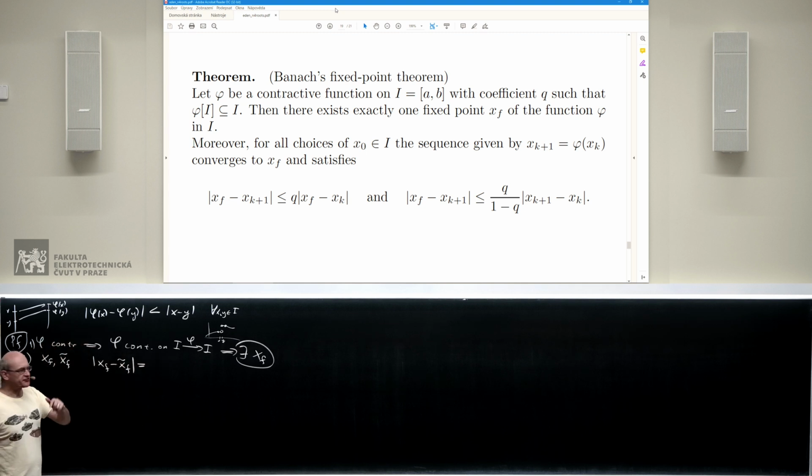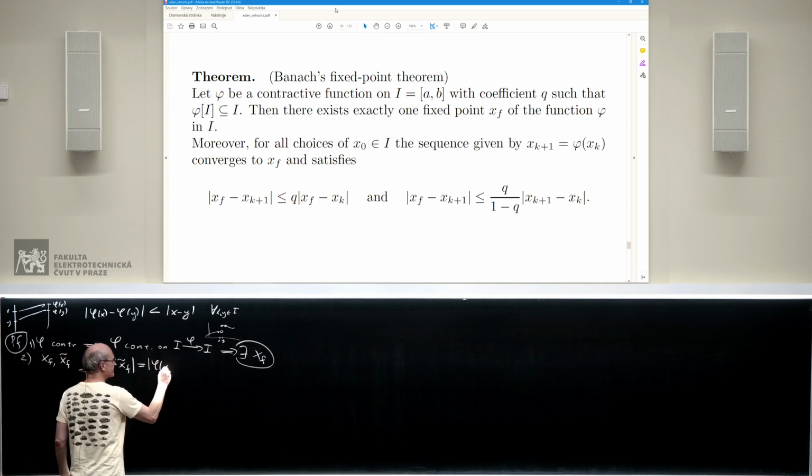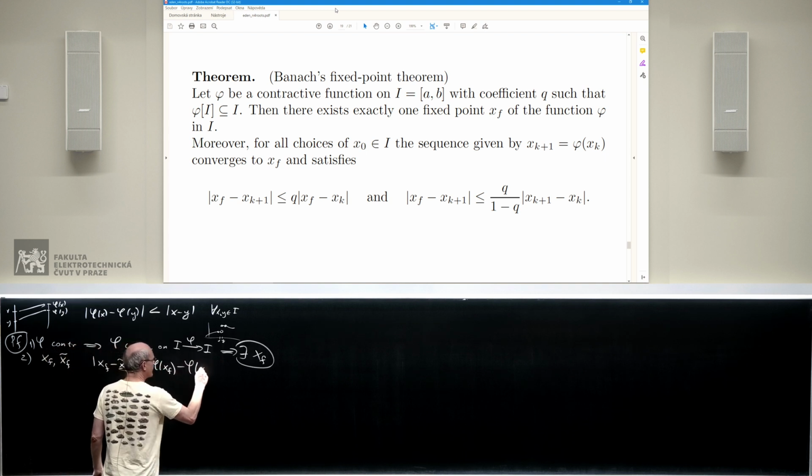Well, here is a trick. I'm going to apply the function phi to each of them, and the trick is that this is a fixed point, so xf is actually the same as phi xf. I don't have to use any specific justification, anything crazy, some facts about absolute value or anything. I am simply replacing a number by the same number just written in a different way. The same argument applies to phi x tilde.